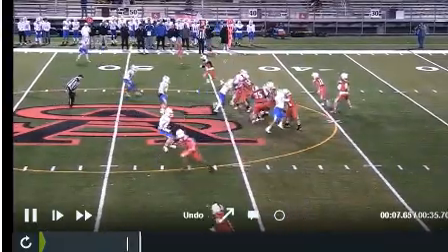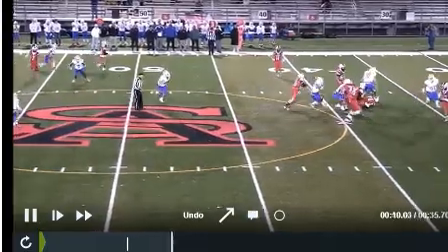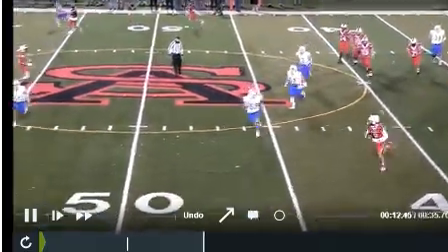So learn the definition of a horse collar and then see if this act meets that definition, and it clearly does.